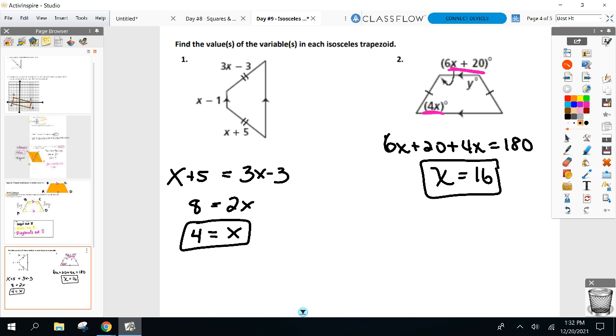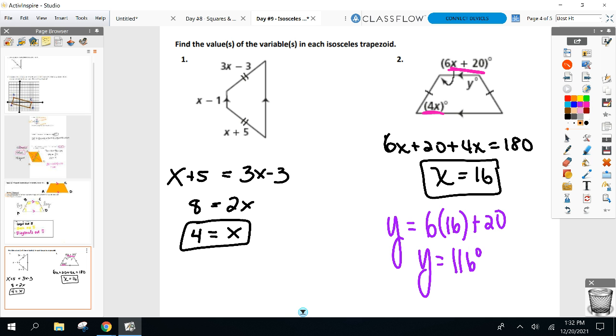How do I get to y now? You do 6 times 16 plus 20, because these are both base angles. Good job, they're congruent. So 6 times 16 plus 20. So your value of y? 116 degrees, yes.